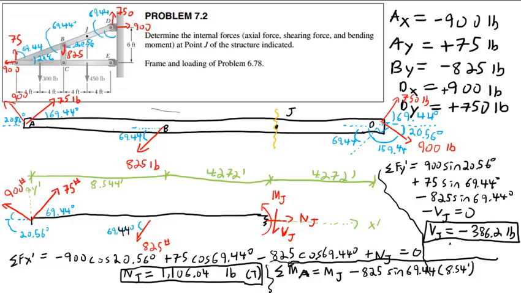Let's see, the Vj is going to go, I drew it downward when I assumed positive shear, but it's actually negative shear, so it's going to go upward, and it's going to generate a positive moment. So I'm just going to go ahead and do that. Plus 8.544, it's that 12.816.